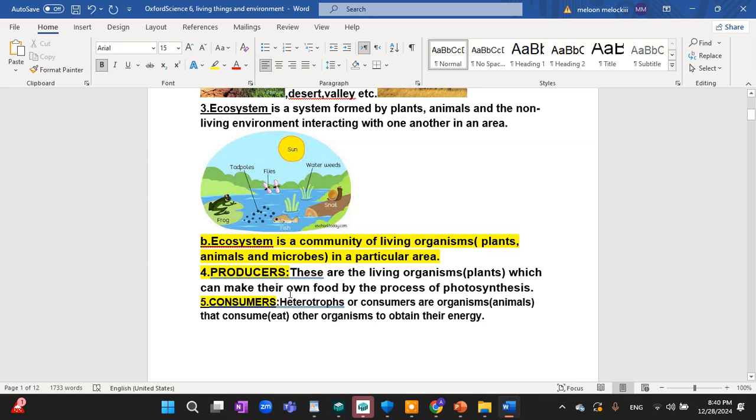Now let's focus on the other definitions like producers. Producers are the living organisms such as plants which can make their own food by the process of photosynthesis. So all the plants are called producers because they are producing their food by the process of photosynthesis. Now, which ones are consumers? Consumers are heterotrophs, organisms like animals that consume or eat other organisms to get their energy.